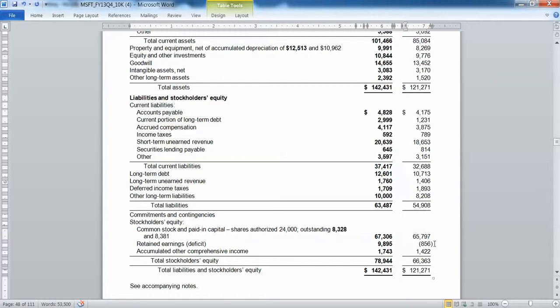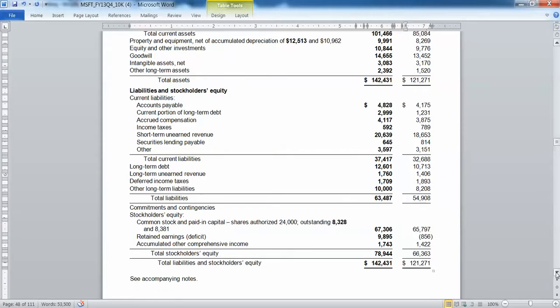By the way, that's quite odd to have negative retained earnings. That means the company, over its life as of this date, which was the end of 2012, has paid out more dividends than it has earned in net income. Very unusual. But anyway, we do have negative retained earnings at the end of 2012.